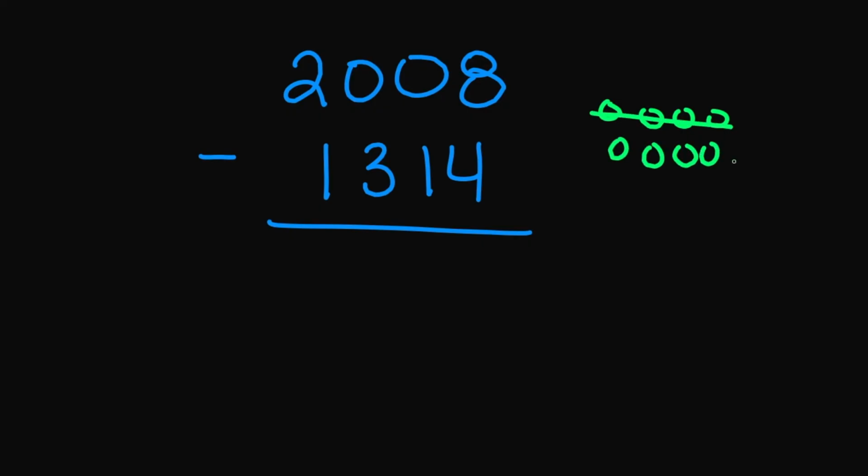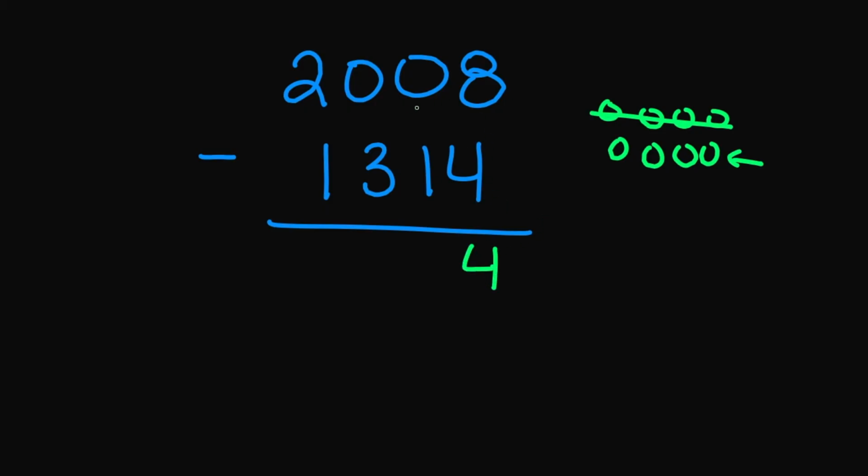Let's try 2008 minus, let's do 1314. So we have 8 minus 4. Awesome. I can subtract 8. I have 8 marbles and I need to subtract 4. If I subtract 4, I have 4 marbles left. So I'm going to write a 4 here. 8 minus 4 is 4.